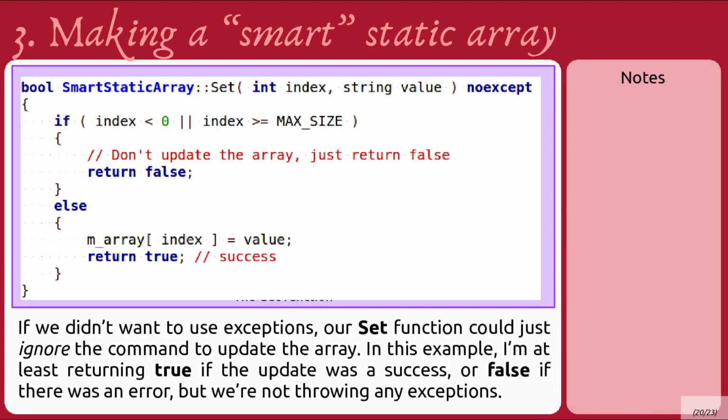If we didn't want to use exceptions, our set function could just ignore the command to update the array if the index is invalid. In this example, I'm at least returning true if the update was a success, or false if there is an error, but we're not throwing any exceptions. Sometimes you don't want something to throw an exception because it isn't that big of a deal, and it's good enough to just say, hey, this wasn't updated, so the update was not a success, or false.